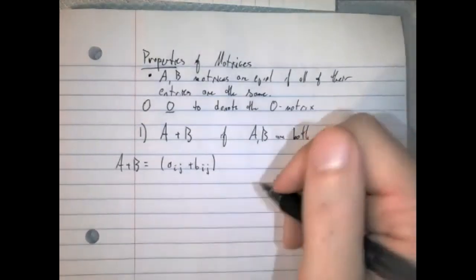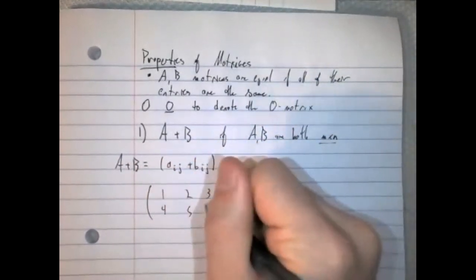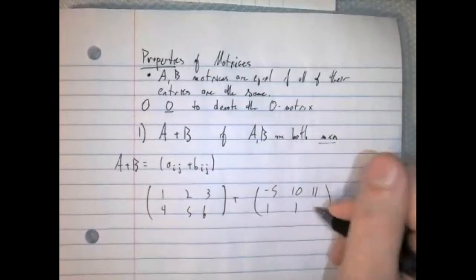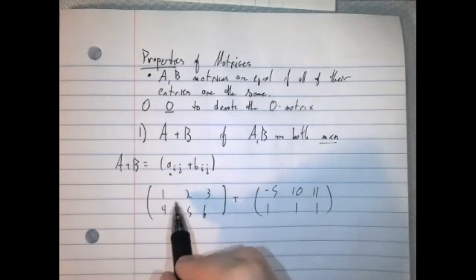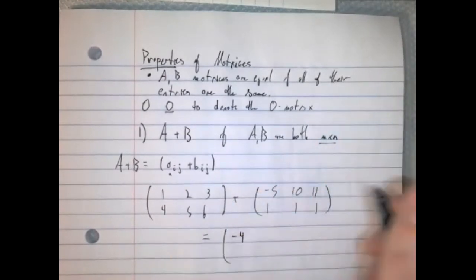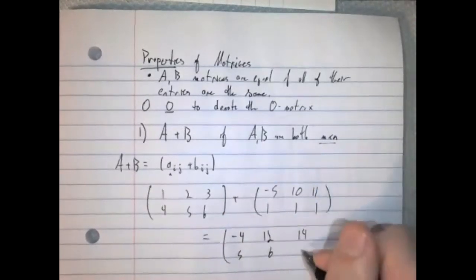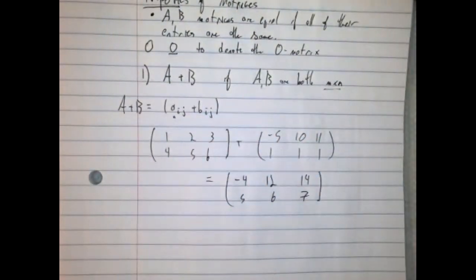I'll just do an explicit example so you can see what's going on. Take the matrix 1, 2, 3, 4, 5, 6 plus, say, negative 5, 10, 11, 1, 1, 1. This tells me I just add up the coordinates that are in the same position. So 1 plus negative 5 is negative 4, 2 plus 10 is 12, 3 plus 11 is 14, 4 plus 1 is 5, 6, 7. It's just telling me to add coordinate-wise. Any questions?